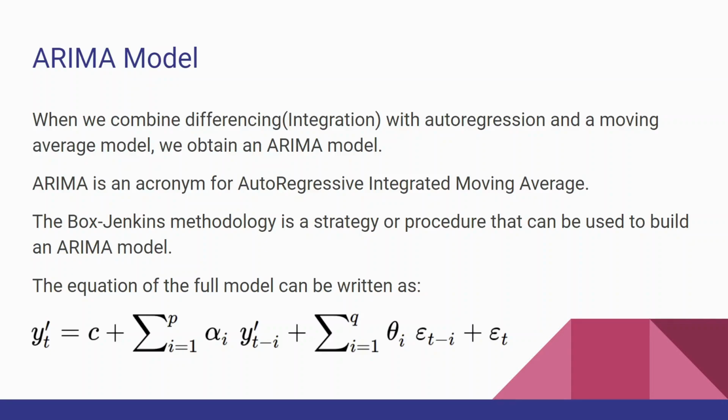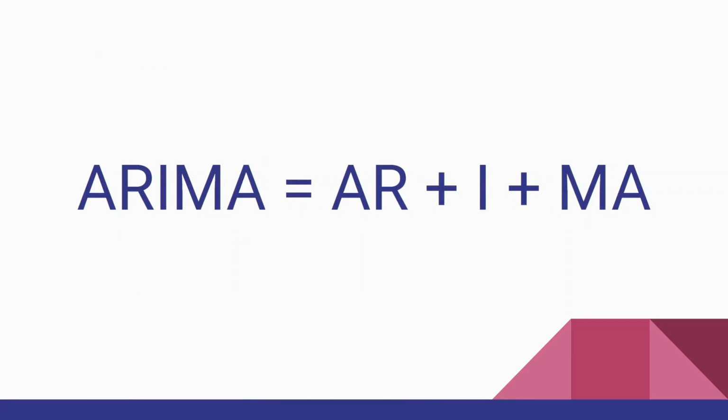The equation of the full model can be written as y dash t equal to c plus summation of i equal to 1 to p alpha i y dash t minus i plus summation of i equal to 1 to q theta i epsilon t minus i plus epsilon t. ARIMA is made of three parts, namely AR, which is the autoregressive model, I, which is the integration, and MA, which is the moving average model.